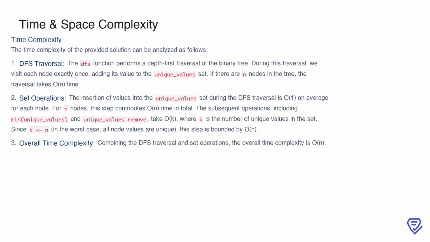Once the traversal is complete, we perform some set operations, such as finding the minimum value and removing it. These operations depend on the size of the set, which is k, the number of unique values. In the worst case, when all nodes have unique values, this is still bounded by n. Therefore, when we combine the DFS traversal and the set operations, the overall time complexity of the solution remains O(n).